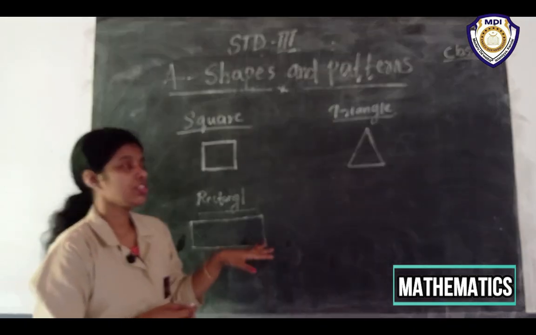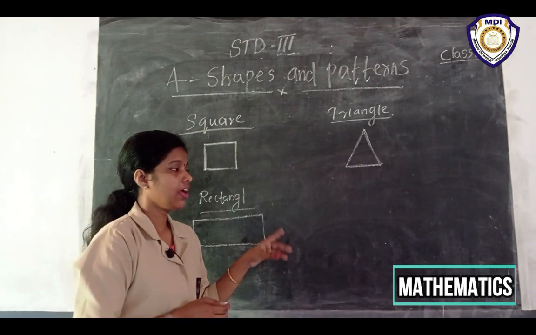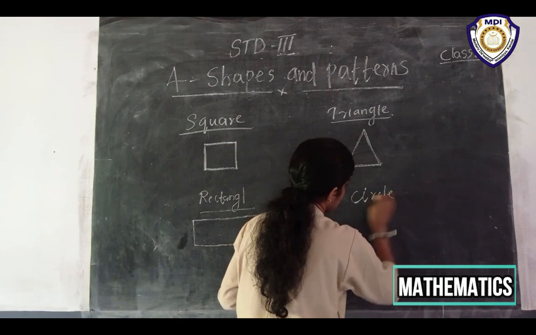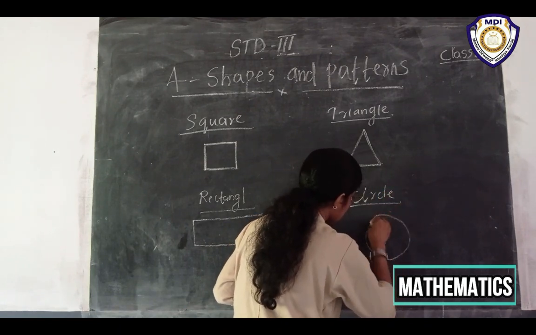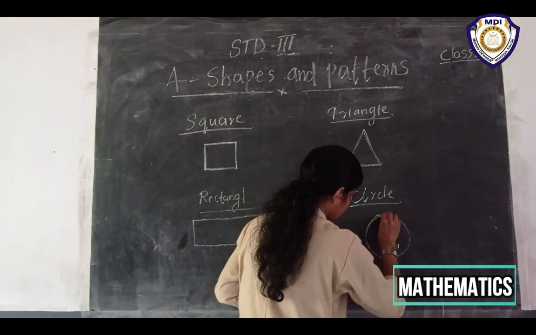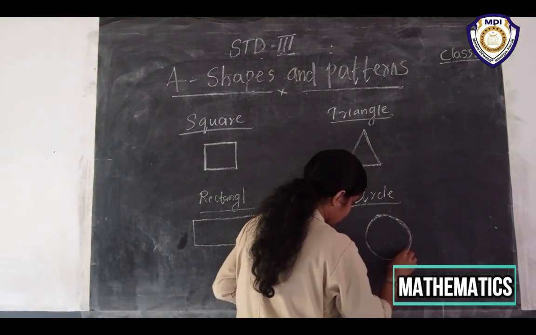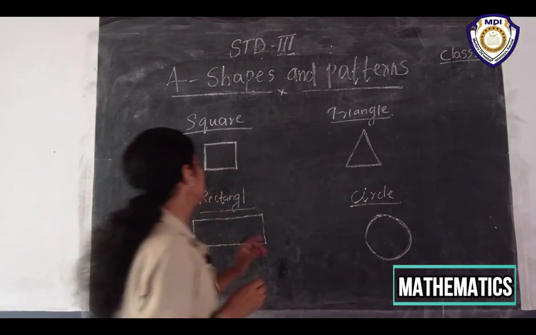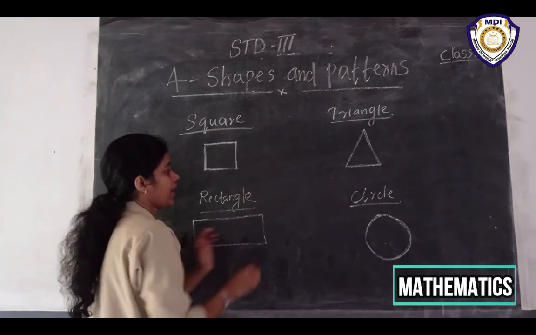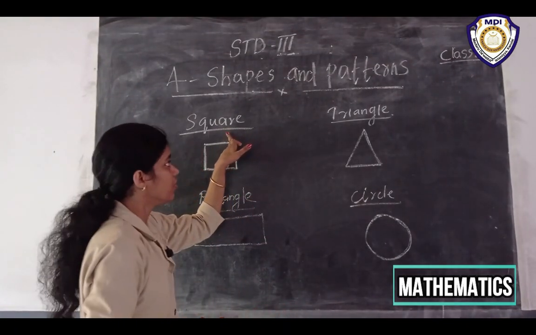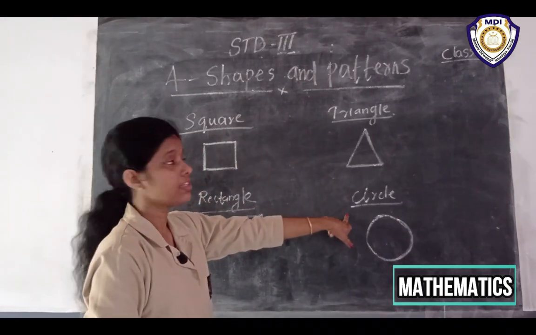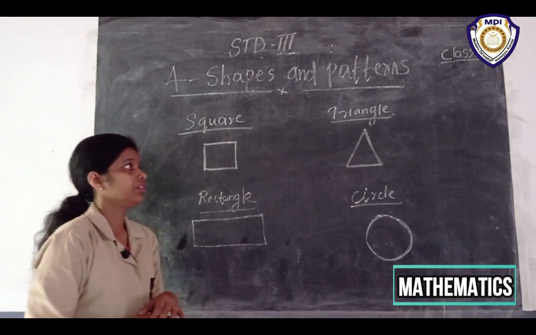Then our last shape is circle. This is a circle. The four shapes are square, triangle, rectangle and circle. Okay. Did you finish?